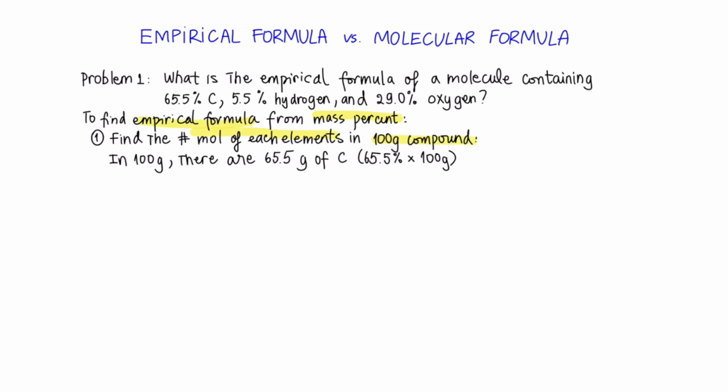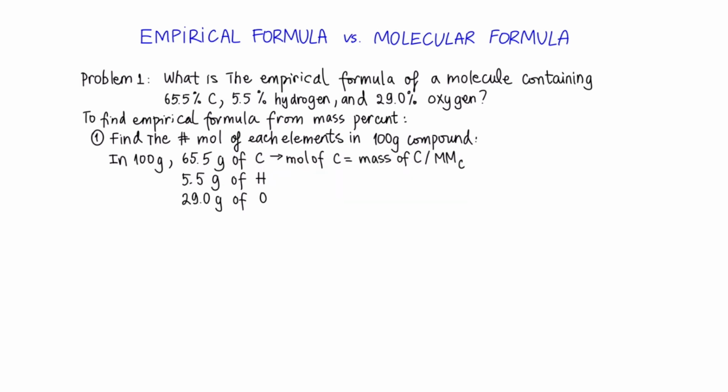So, in 100 grams of a compound, there will be 65.5 grams of carbon, because in the prompt we're given that the mass percent of carbon in this compound is 65.5%. To find the mass of carbon in 100 grams of this compound, I'm just going to take 65.5% times 100 grams, and that's how I get 65.5 grams of carbon. Similarly, we can find that there are 5.5 grams of hydrogen and 29.0 grams of oxygen in 100 grams of this compound. So now that we have the mass of each element, let's calculate the moles.